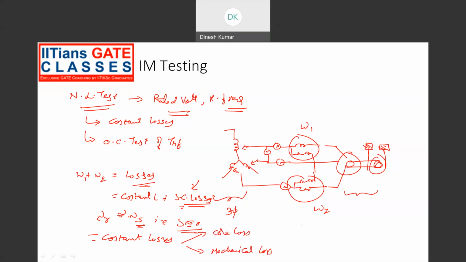This test is done to find out the shunt branch parameters of an induction machine. This is the shunt branch, right? We are applying the voltage here and measuring the current here. One is RC, the other is XM, the current is I mu, and this current is IW.